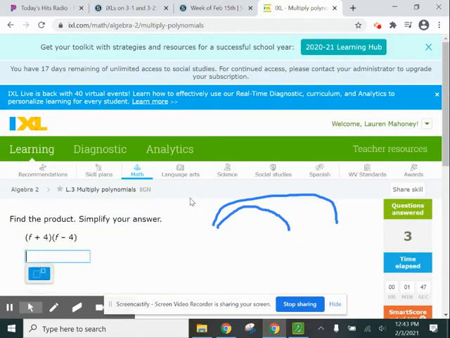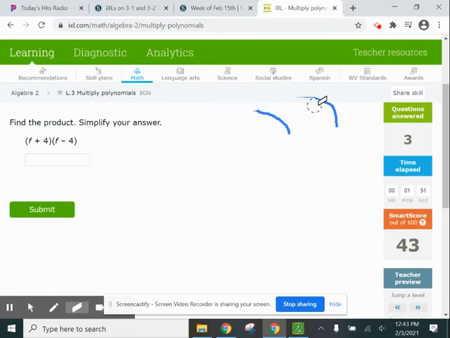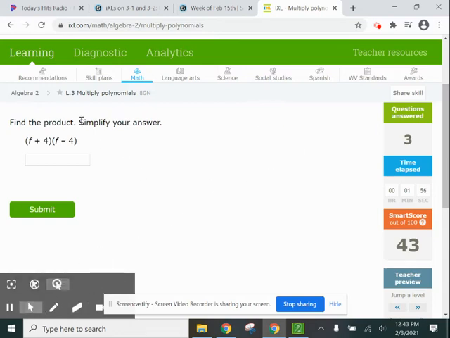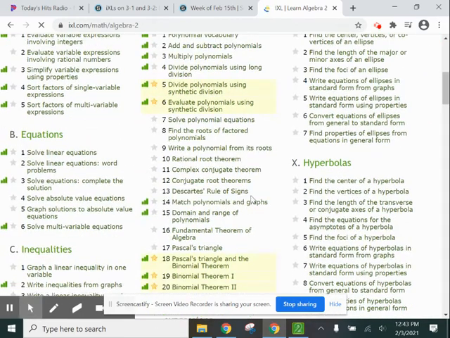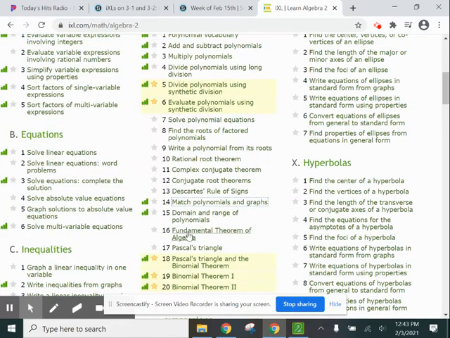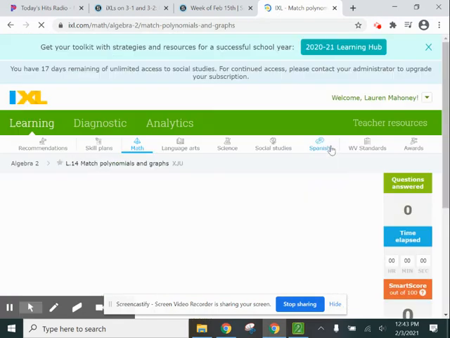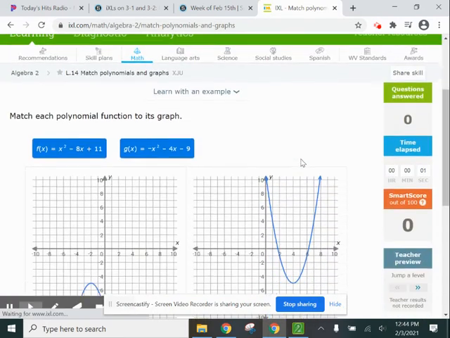This is another FOIL problem, so you just make sure you do your first, outer, inner, last the way that you're supposed to. All right, the next one, L14. This is matching polynomials and graphs, and you can use some shortcuts with these as far as looking at what the degree is, looking at the end behavior in order to match them up.